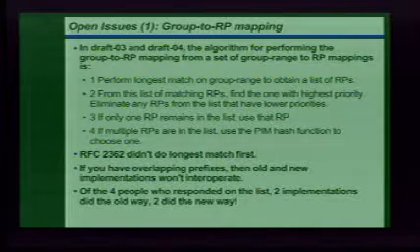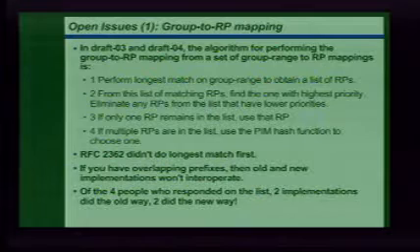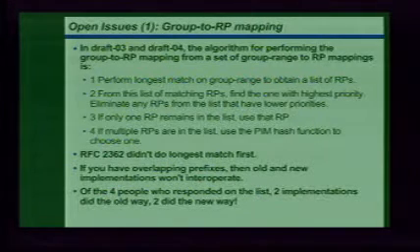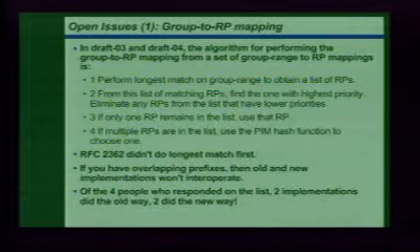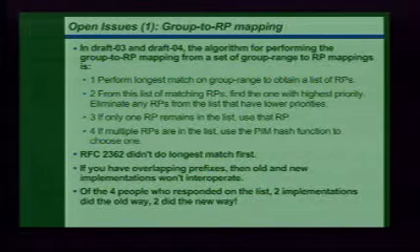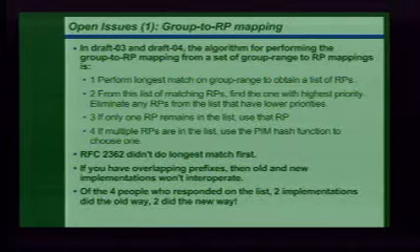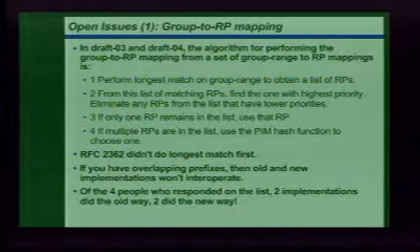The rules in both the previous spec and the current spec basically say, first thing is you perform longest match on the group range, and you'll get a list of RPs. Of those, take the one with the highest priority. If there's only one remaining, use it. Otherwise, use the hash function. RFC 2362 didn't do longest match. It was basically the same set of rules, but the first one was missing.